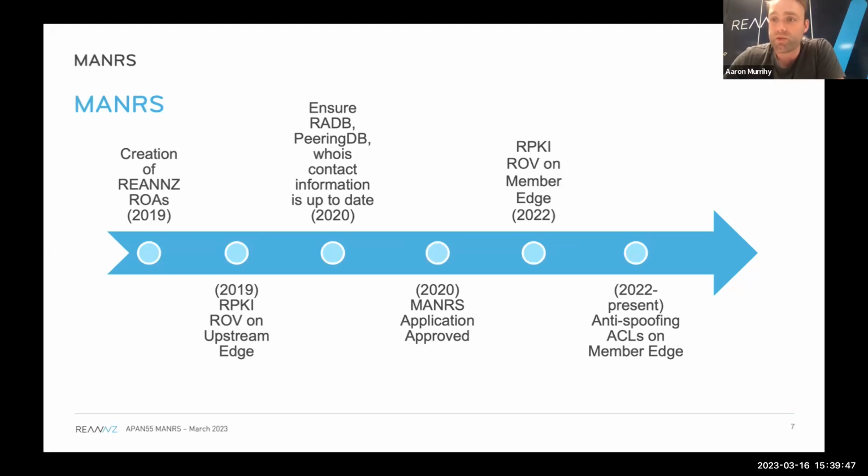MANRS application approval. So we went through all of our various websites that we have accounts on with various bits of routing information, to make sure all of our contact information was up to date. So that's RADB, where we held all of our IRR information at the time, as well as PeeringDB and WHOIS, which is hosted by APNIC for us. And so once we'd made sure that was all up to date, I filled out the form to apply for MANRS, and it got approved in around April 2020.